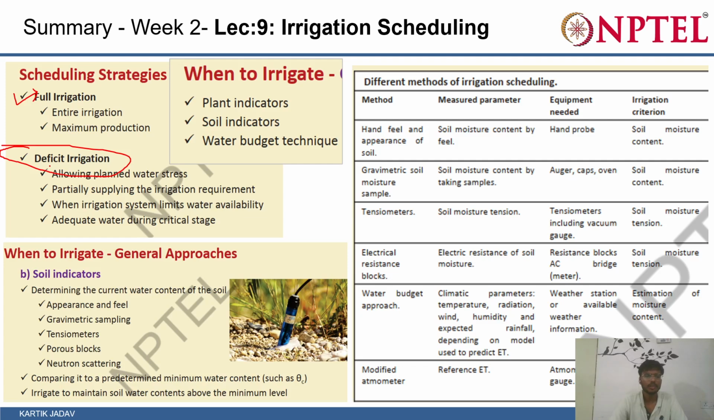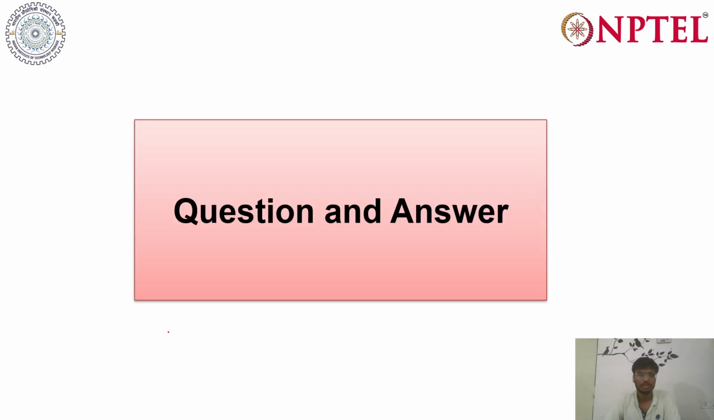Okay, so in the deficient irrigation approach, we are generally using approaches that provide water at a certain deficient percentage of soil moisture, and for that there are various methods that we have already discussed in this lecture. And in detail, we have talked about when to irrigate, based on soil indicators. So there are various soil moisture measurement techniques that we generally use for this purpose.